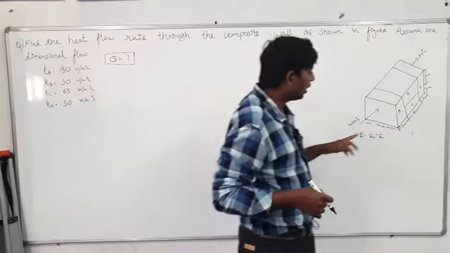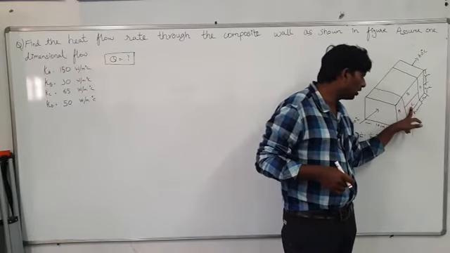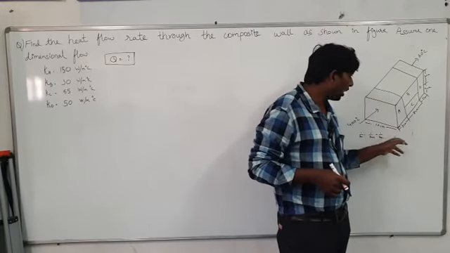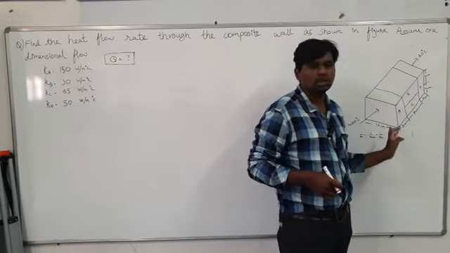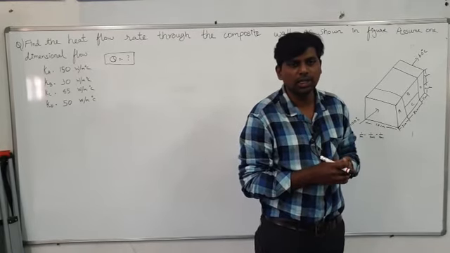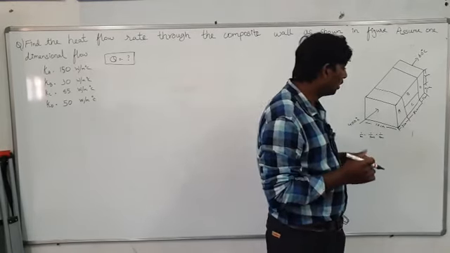Here how many materials are given? This is material 1, this is material 2, this is material 3, and this is material 4. As you can see here, the dimensions are also given. Whenever dimensions are given, first you try to find the area and length. First I will find the length.